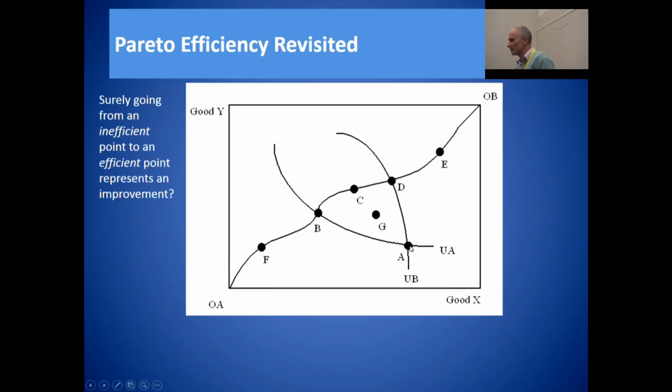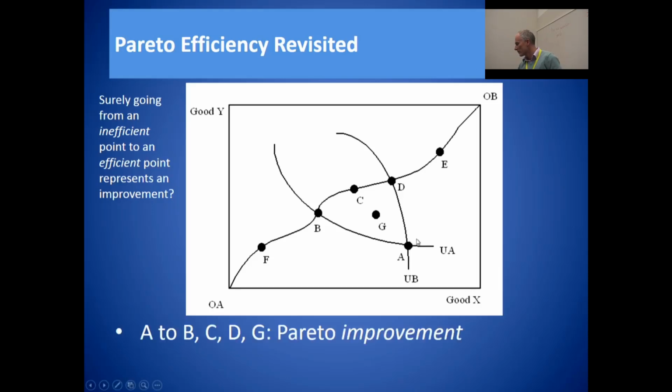Let's say we've got point A. Point A is where the two sets of indifference curves cross. So it's Pareto inefficient. If we move anywhere from point A into the Pareto improvement set, we'll make both consumers better off. We'll make consumer A and consumer B better off. They can both move to higher indifference curves. So, for example, if we move from point A to point B, person A is no better off, but person B would be better off. Person B would be on a higher indifference curve. So that is a Pareto improvement. We've made someone better off without making someone else worse.